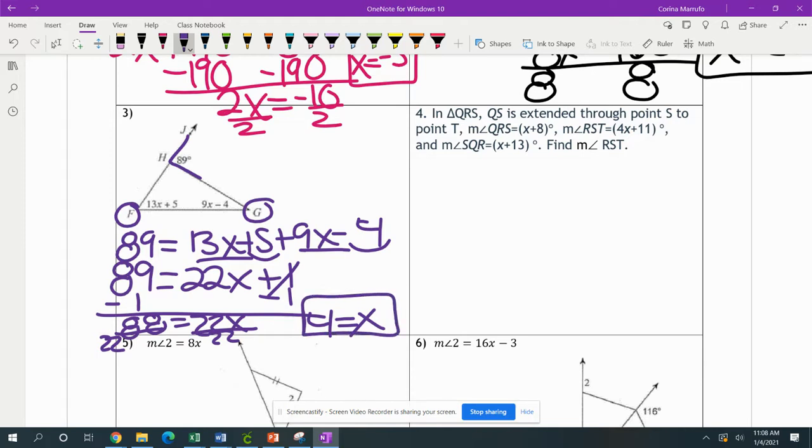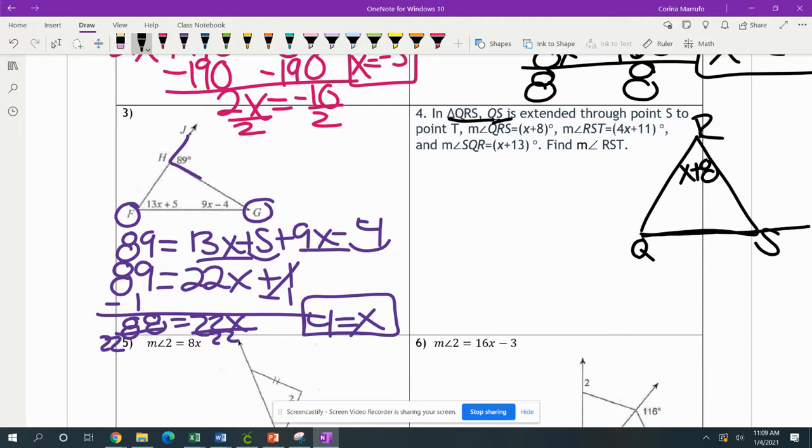The next one, again, we don't have a picture, so we're going to have to draw it. So triangle QRS. Let me draw triangle QRS. The measure of QRS is x plus 8. Oh, it says QS is extended through point S to point T. Sorry, I didn't read that one. So QS is extended through point S, so it passes point S. That's what it means.